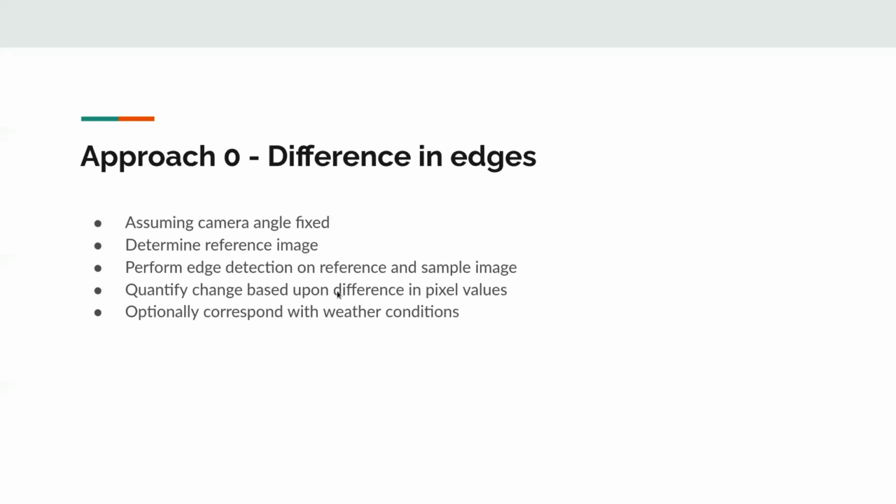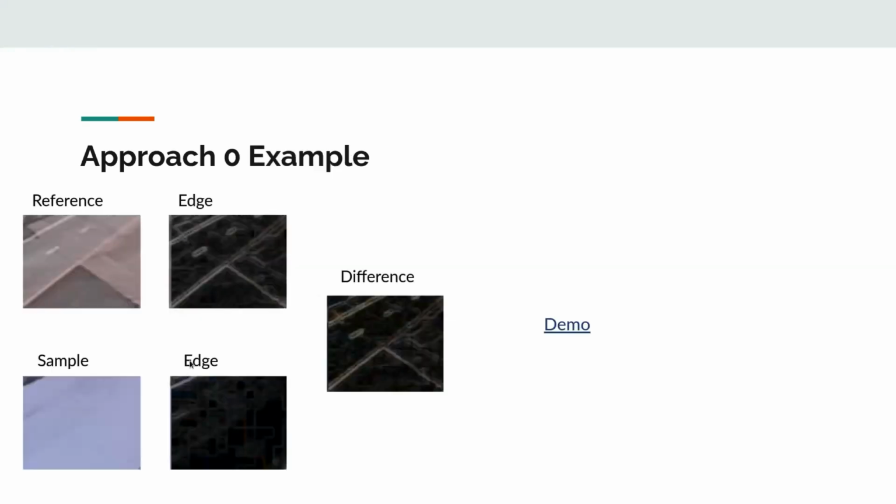So approach 0 was, let's try to see if we can do a difference in edges. We're going to assume the camera angle's fixed and just determine a reference image and then perform edge detection. And it's literally like the other guy was talking about, mean absolute error. That's what we're going to do. Look at the pixel values and see how they changed. And here's an example of that.